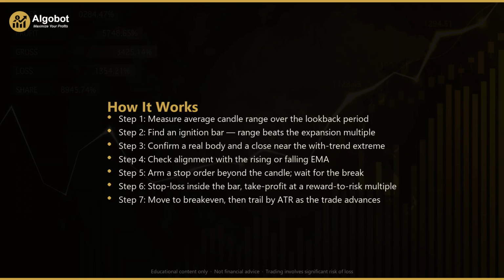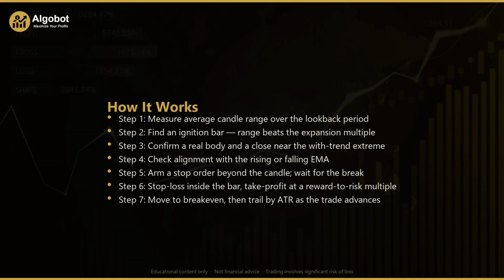Then the alignment test. For a long ignition, the close must be above a rising 50-period EMA. For a short ignition, the close must be below a falling EMA. Only when expansion, commitment, and alignment all agree does the strategy act. Now, instead of entering immediately, the EA arms a resting stop order. For a long, it places a buy stop just above the candle's high, plus a small ATR buffer. For a short, it places a sell stop just below the candle's low.